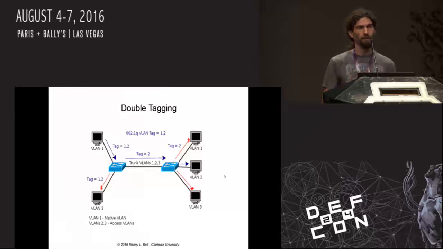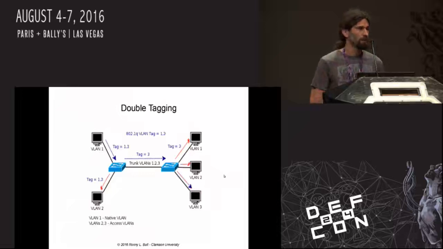As soon as we go across that trunk connection, that VLAN 1 tag is stripped off, passing over the frame with the tag of 2. And then when it gets to the other side, it goes directly to that system on VLAN 2 and doesn't go to the VLAN 1 or VLAN 3. So here we can see the same thing with 3, just a different example.